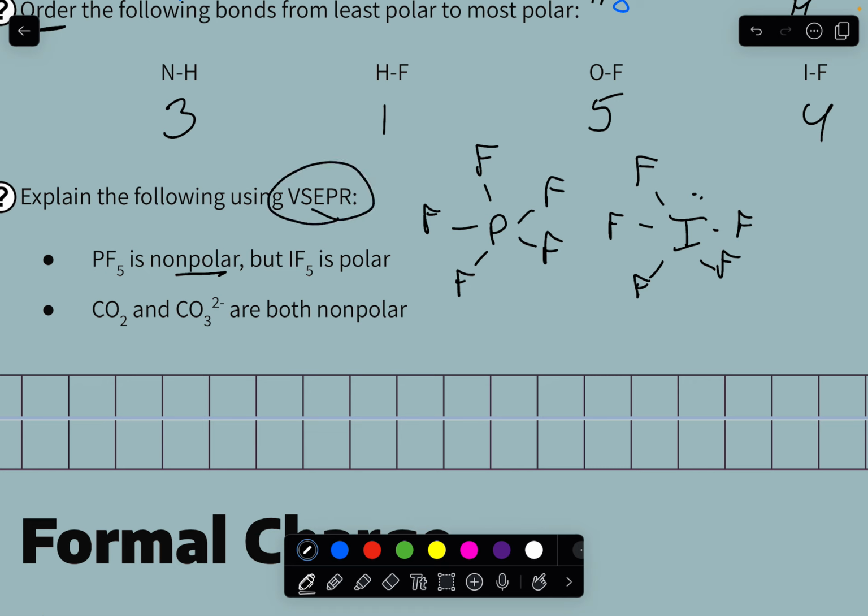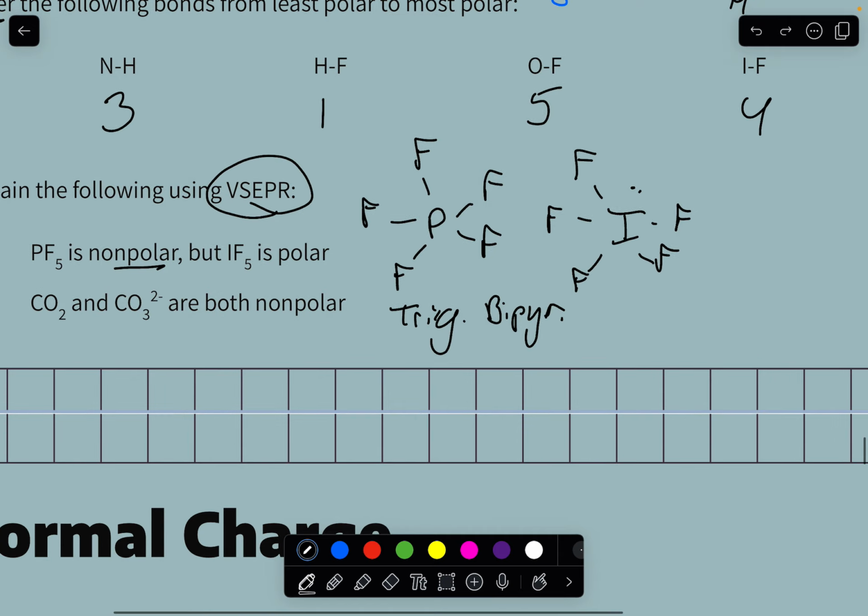Using VSEPR, we can say that this is a trigonal bipyramidal geometry, right? And they're even on all sides. So trigonal bipyramidal geometry, remember, has 3 in a line, like a triangle, and it has 1 that comes up and 1 that goes down. So that makes it nonpolar.